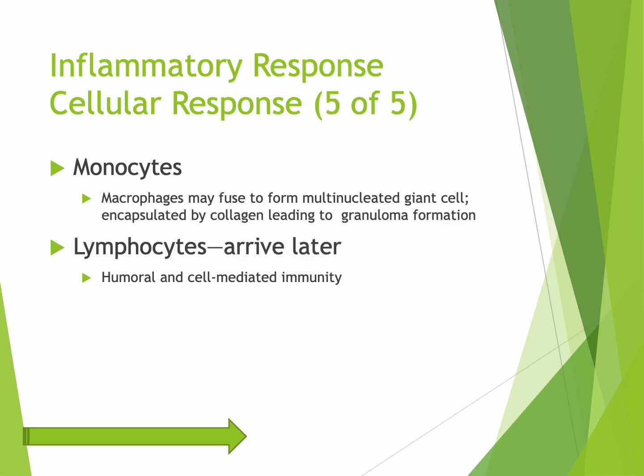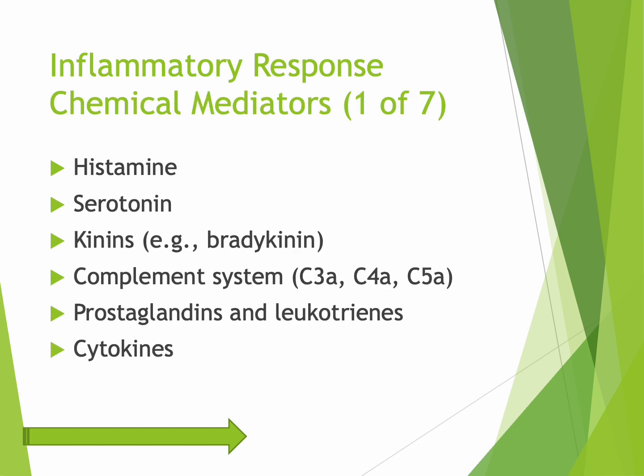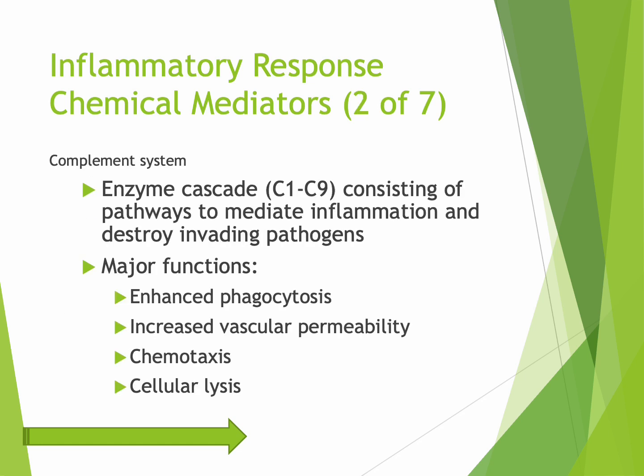And here is the last bit of the big synopsis that we had, where we are going over monocytes and their role in fusion to form these multinucleated giant cells, which leads to granuloma formation. And then, of course, we touched bases on humoral and cell-mediated immunity. All right, and then again, we're just rehashing the inflammatory response of the chemical mediators, which gives you histamine, serotonin, kinins, the complement system, prostaglandins, leukotrienes, and cytokines. All right, so inflammatory response with enzymatic cascade.